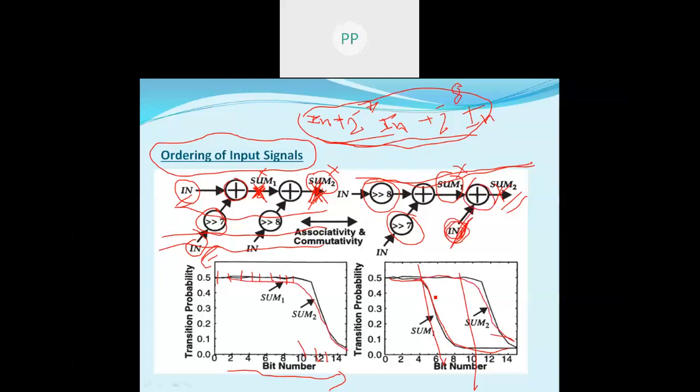Only by changing the order of the input signals, a lot of switching activity can be minimized. So this could be one of the techniques by which the switching activity can be minimized, and the power dissipation, the power requirement, can also be minimized.